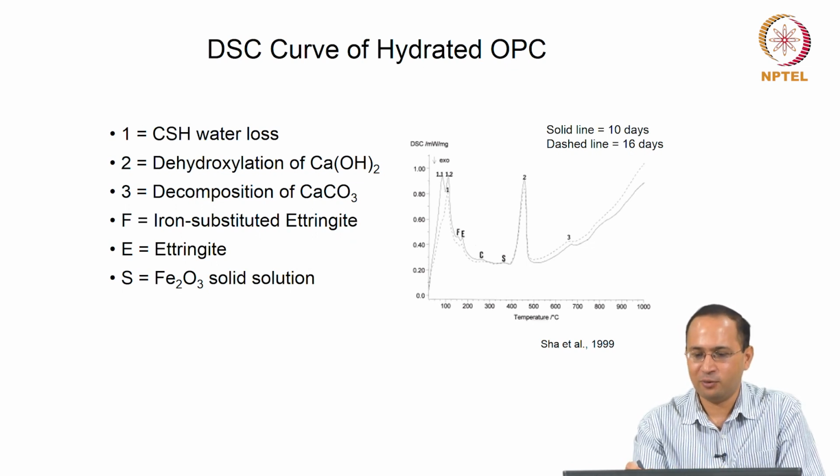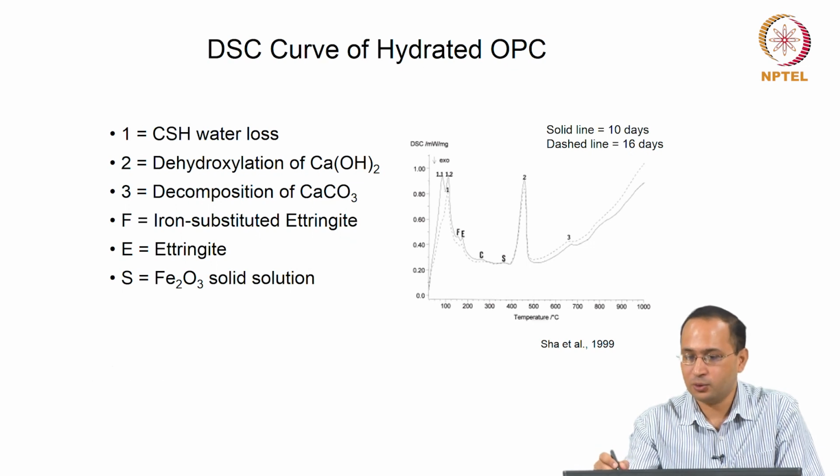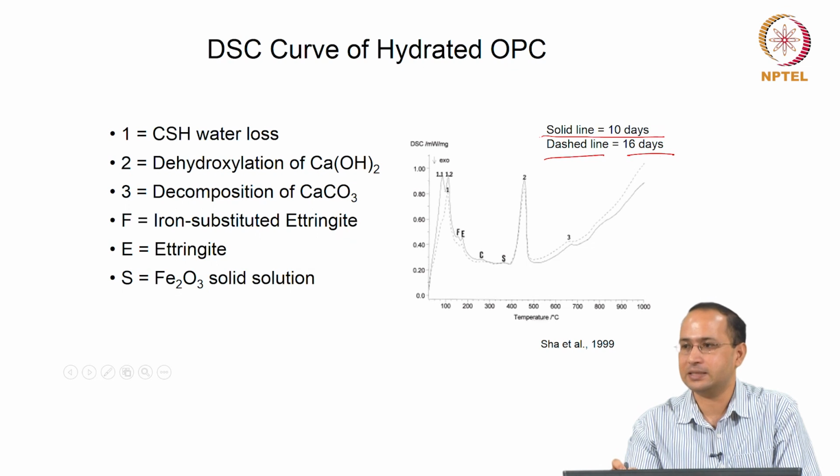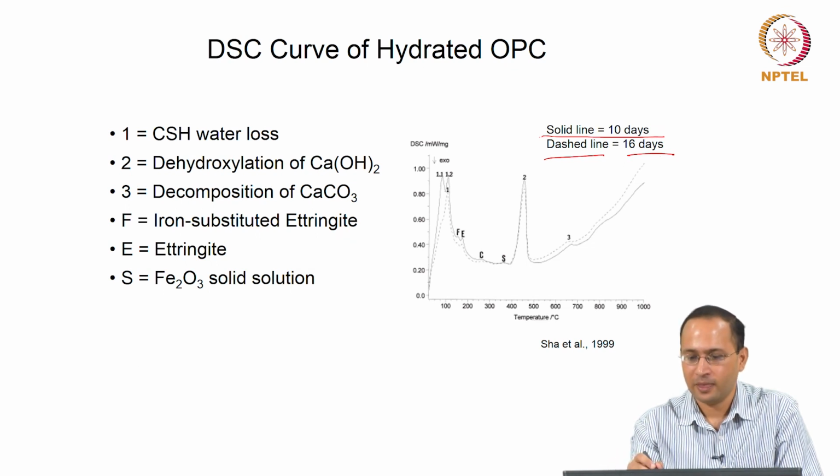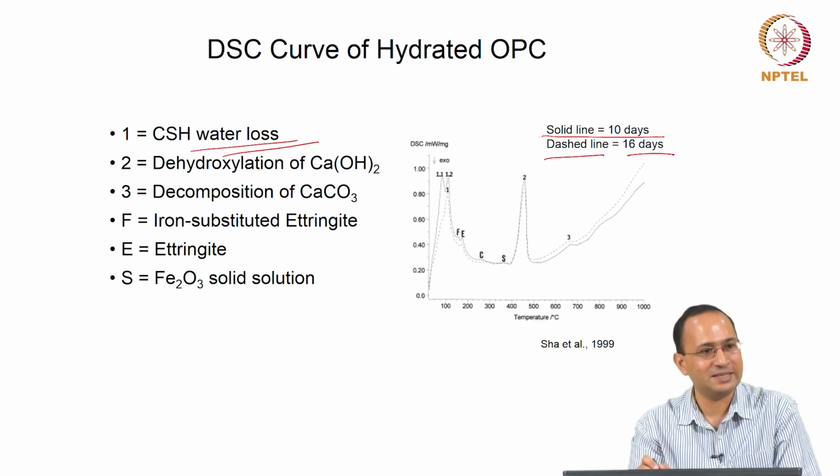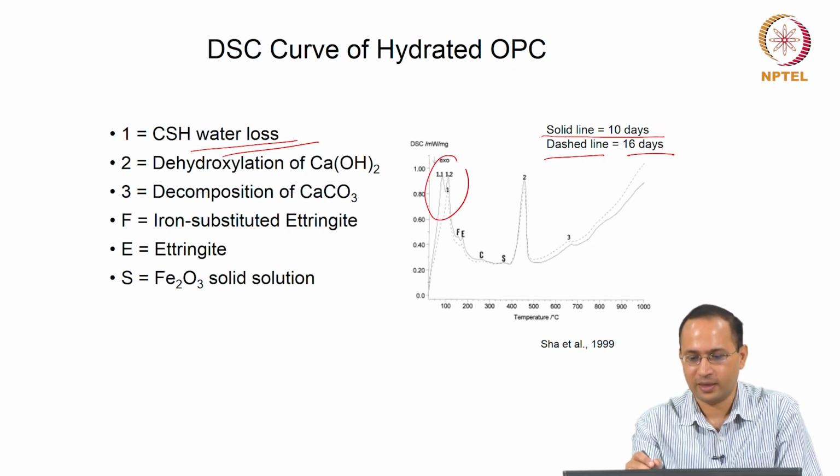Here we have two different samples. The solid line refers to the 10-day old sample, and the dashed line refers to the 16-day old sample. But you see similar peaks. Peak 1 is primarily because of water loss from CSH, calcium silicate hydrate, which occurs at around 100 degrees, in this regime.